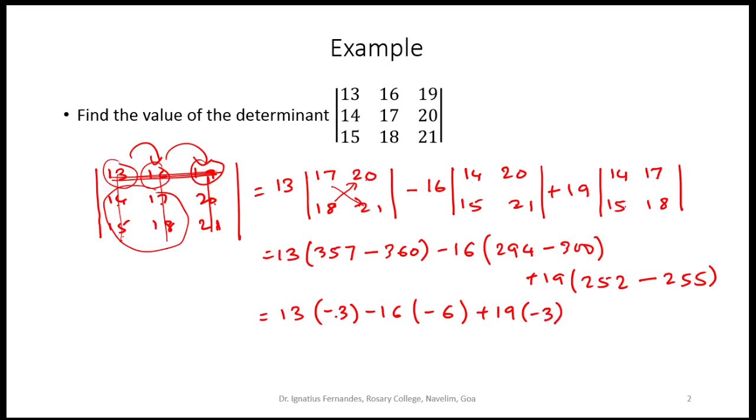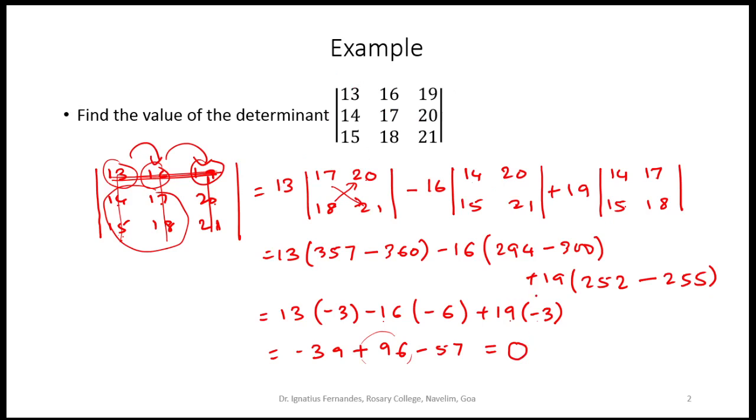So 13 into minus 3 is minus 39, minus 16 into minus 6 is plus 96, and 19 into minus 3 is minus 57. Now minus 39 minus 57 is minus 96, and I have plus 96 here, so they cancel each other. I get the determinant as 0. So this is how we compute the determinant, and the determinant of the matrix we have considered here comes to 0.